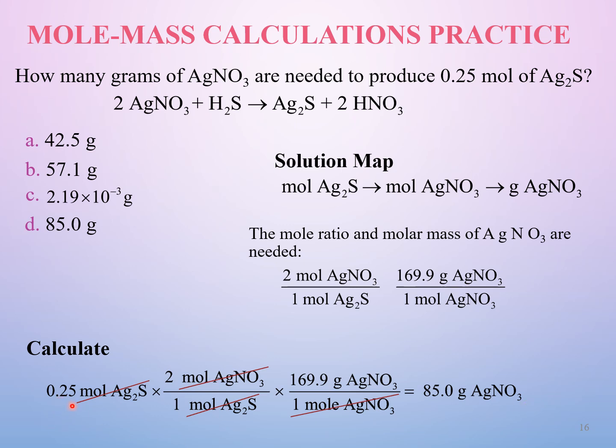So you take 0.25 times 2 divided by 1 times 169.9 divided by 1, and you get 85.0 grams. And technically, since this is 0.25, this should just be 85 grams, with 2 sig figs.